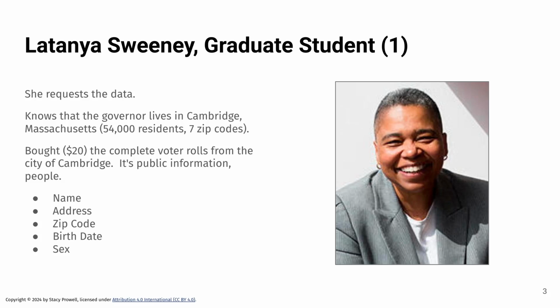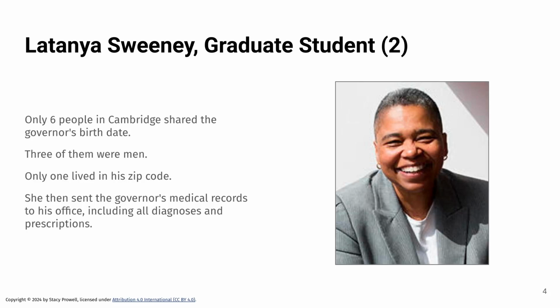So she knows the governor. She knows his zip code. She knows he's male. Only 6 people in Cambridge shared the governor's birth date. And 3 of those 6 people, half, were men. Now she's down to 3. Only 1 lived in his zip code. Therefore, she extracted all those medical records and essentially sent the governor's medical records to his office, including all diagnostics and prescriptions.